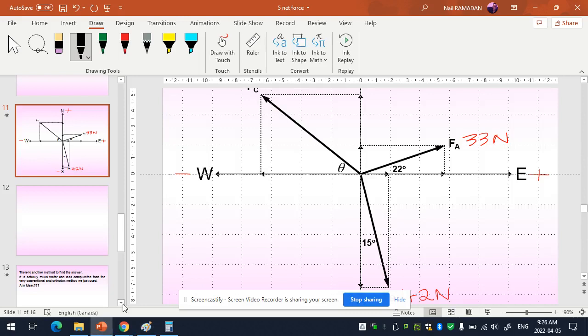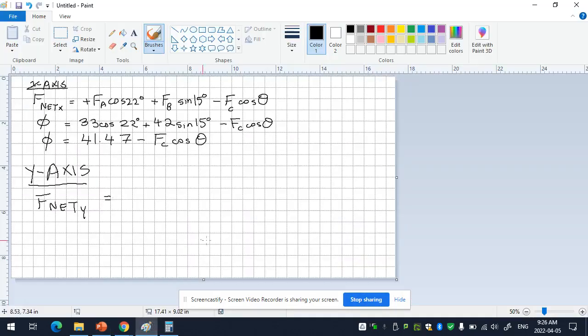Which ones here are pointing up? Which ones are pointing up? Apparently the FA and the FC. And which one is pointing down? FB. So I have two pluses and one minus. It's just my habit. So plus, plus, minus. Plus, plus, minus. The first plus is FA. The second plus is FC. The third, the minus, is FB.